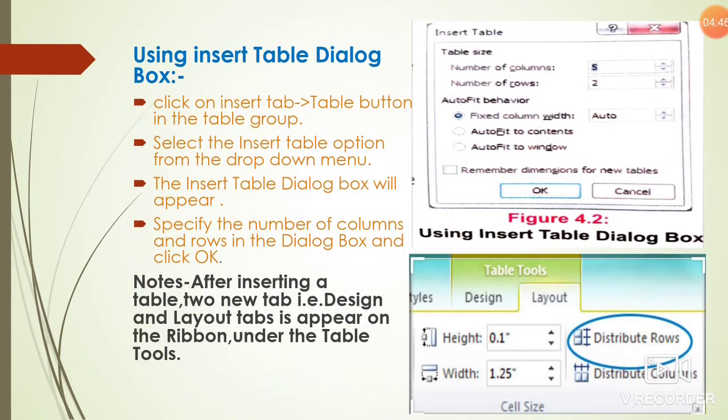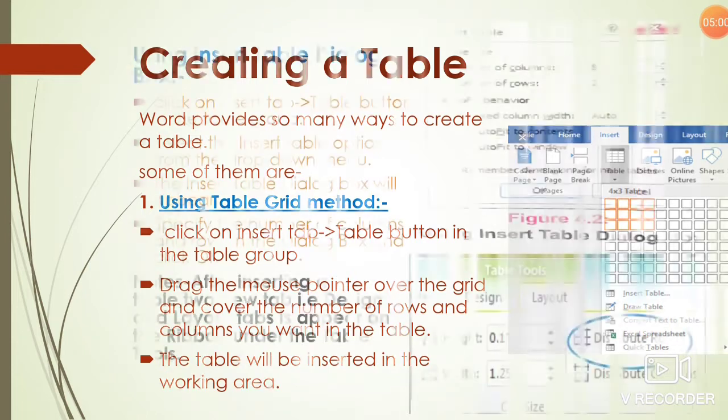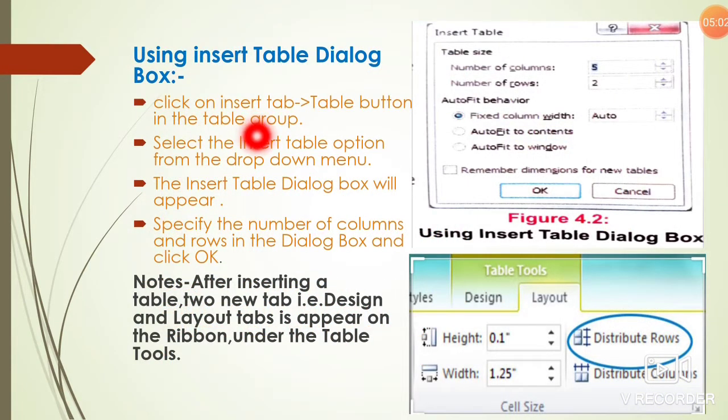Second method is using the insert table dialog box. This method is the same as the previous one. Here, same insert tab, table group, table button. See here, the insert table option is there. This you have to click. Means first insert tab, table group, table button, and then select the insert table option from the drop down menu.